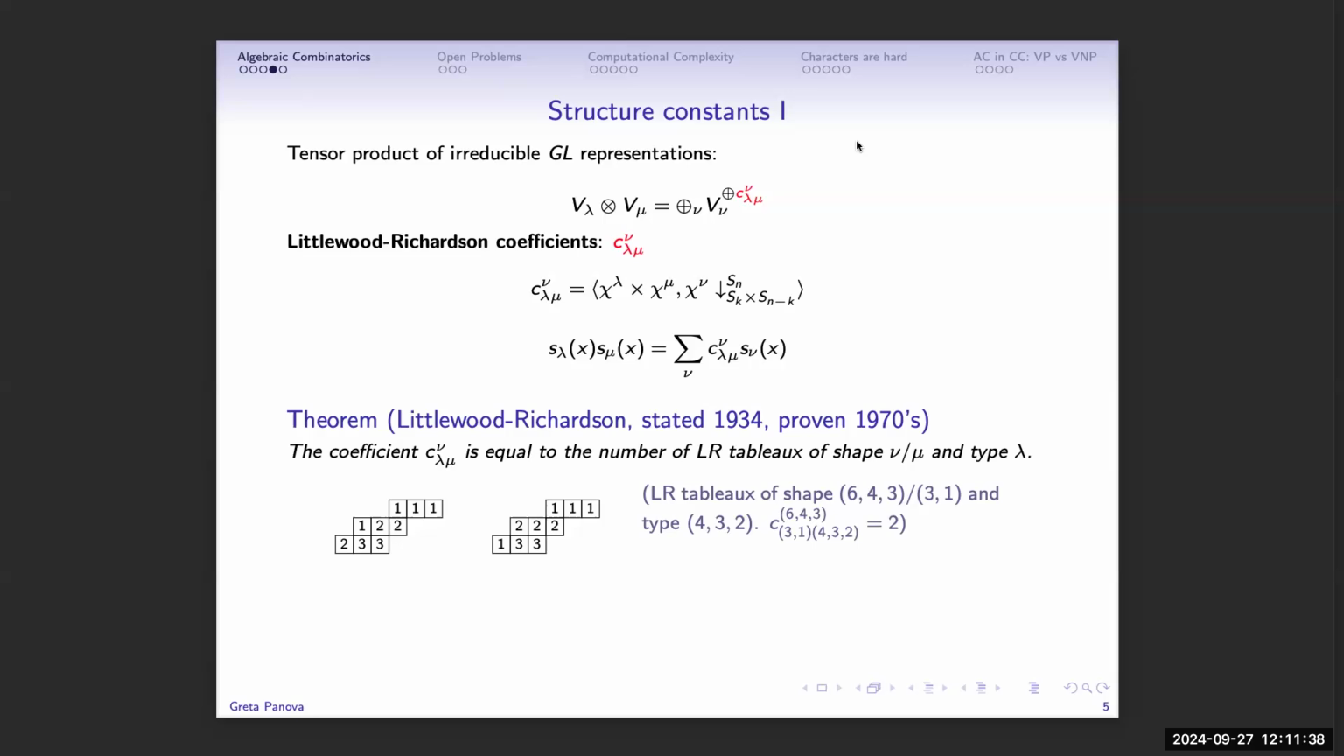understand them by counting something. So this c lambda mu nu is equal, for example, to the number of so-called Littlewood-Richardson tableaux of shape lambda over mu and type nu. So we basically take a big outer shape, you bite off mu from it, and you are left with some other squares in what's called a skew Young diagram. You arrange numbers in them in weakly increasing order, and there are some more conditions that they need to satisfy.